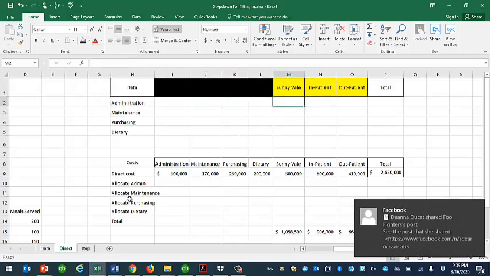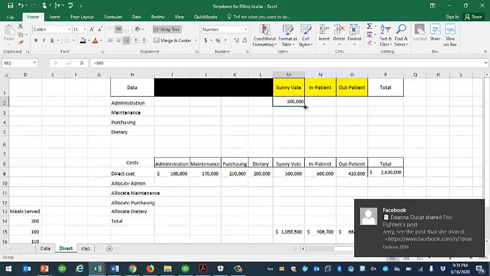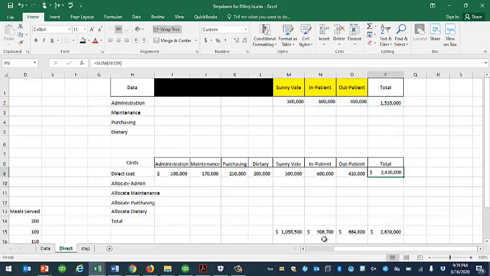So administration, we said, was allocated based on direct costs. Therefore, the allocation can just be brought up for the three with the total direct costs for the revenue producing departments being $1,510,000, even though the actual direct costs are $2,630,000. The amount that is going to be allocated is just to the revenue producing departments. The second one then we have is maintenance.